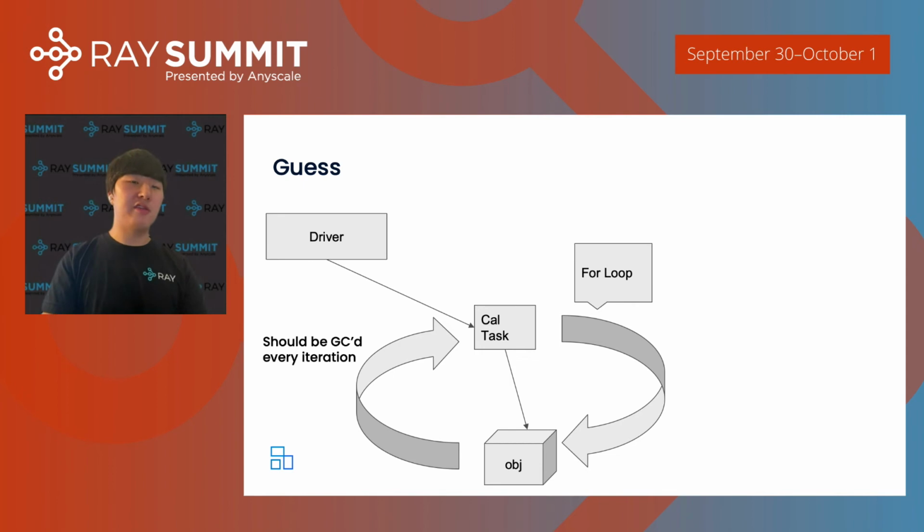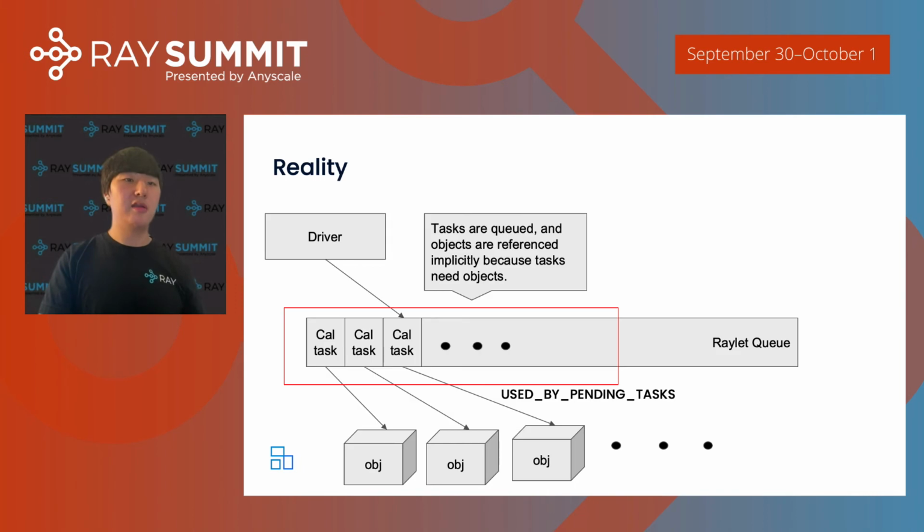So this is our guess. Every for loop, we expected the object to be garbage collected. But in reality, it wasn't. We could see that the pending task count had increased. The reason is that we submitted so many call tasks very quickly, so all the call tasks were queued in the Raylet queue. And because objects are referenced by them, although their local reference was gone, their distributed reference count wasn't gone yet. As a result, the object was still not garbage collected.